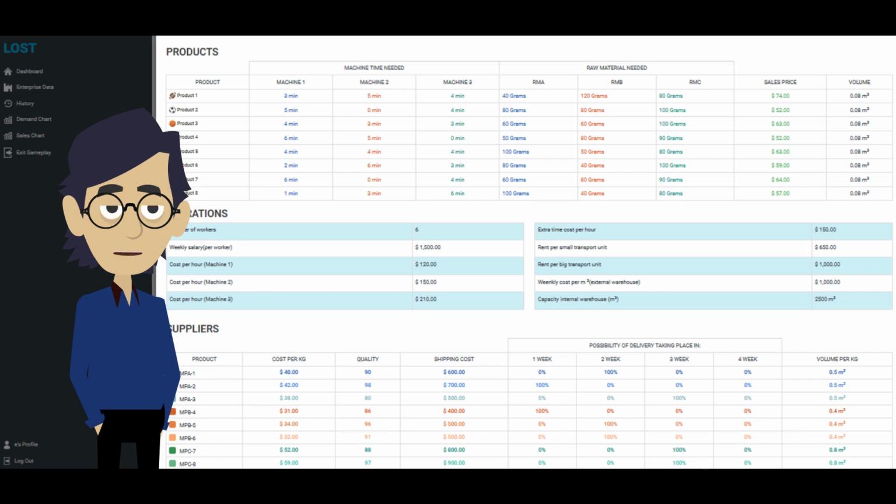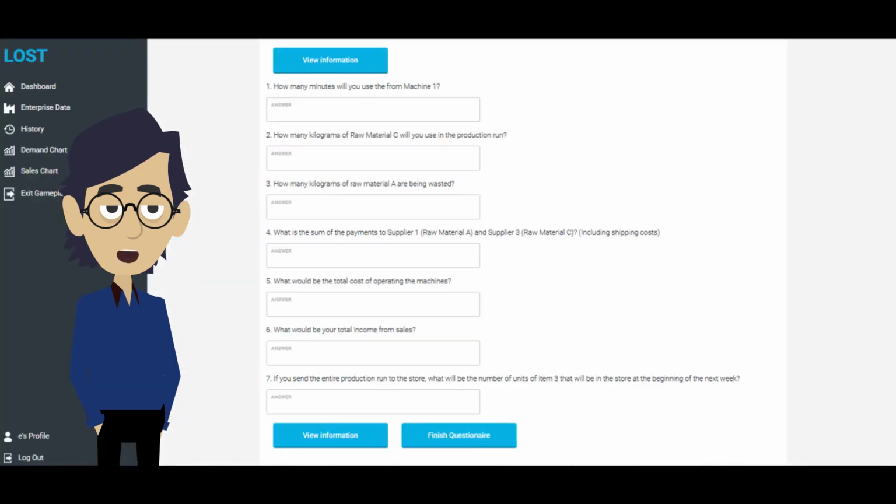The time each product occupies in each machine, the quantity of each raw material that each product needs, the selling price, the information about the suppliers, and so on. I will return to the questionnaire. After the button with the information, you will find the questions.